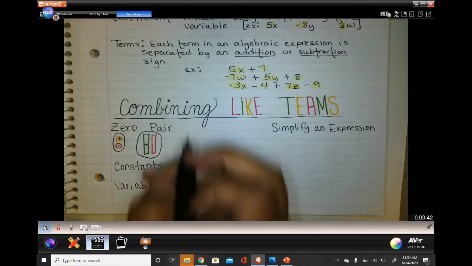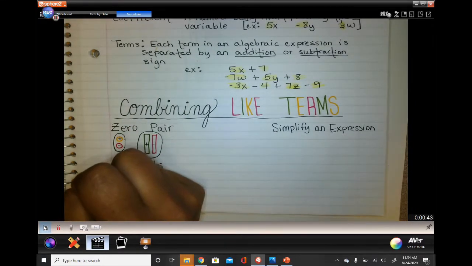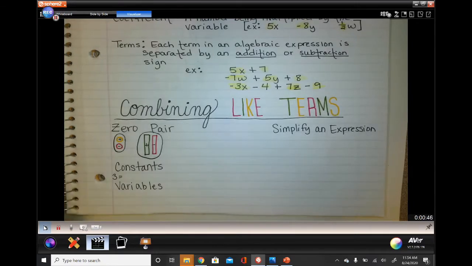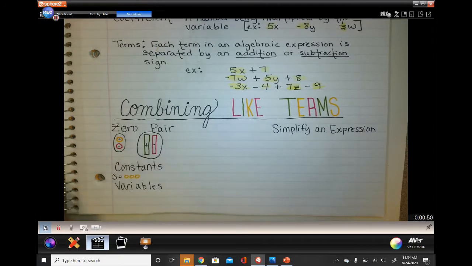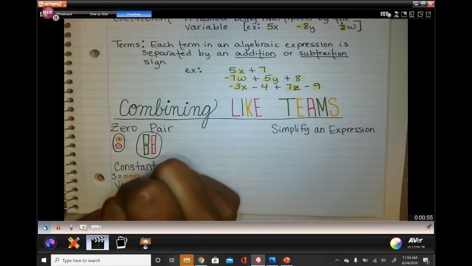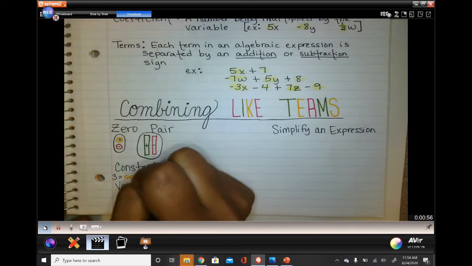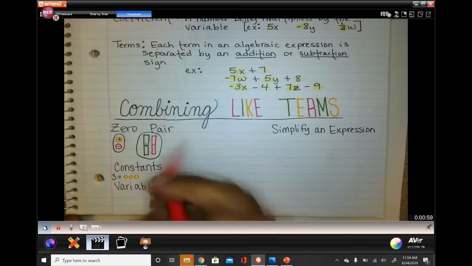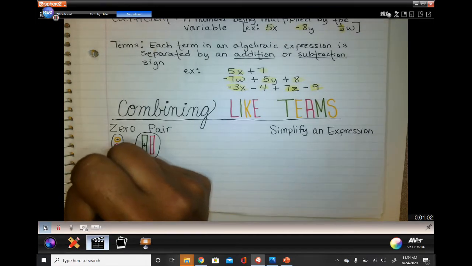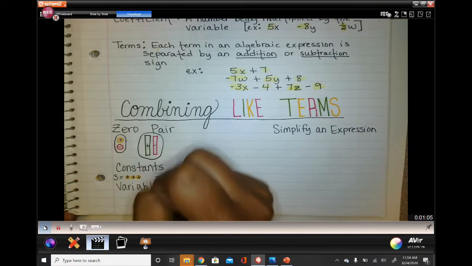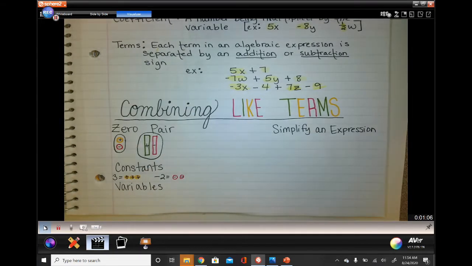Okay, constants. So let's just make sure we understand our models. 3 positive constants, you'll see 3 little yellow circles. If I'm talking about 2 negative constants, that would be 2 red circles or minus signs. So you could even, if you don't have colors at home, feel free to use plus signs and minus signs to show that you're working with your constants.